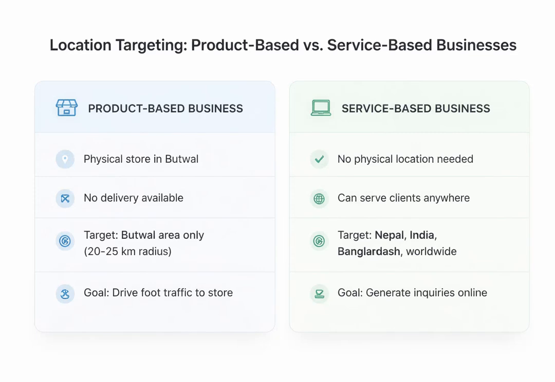Here's the key distinction the instructor makes. If you have a product-based business, say a clothing shop in Butwal, and you don't offer delivery, then there is absolutely no point in targeting Kathmandu or any other city. The people who see your ad need to be able to physically visit your store, so you target a radius of around 20 to 25 kilometers around your shop, just the people who can realistically come in. On the other hand, if you run a service-based business, like digital marketing consultation, you can work with clients from anywhere. You could be sitting in Nepal and serving clients in India or Bangladesh. Location becomes much less of a restriction.